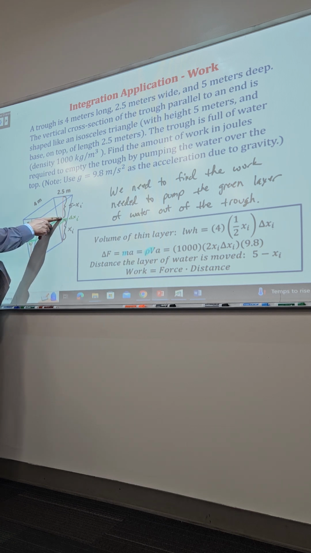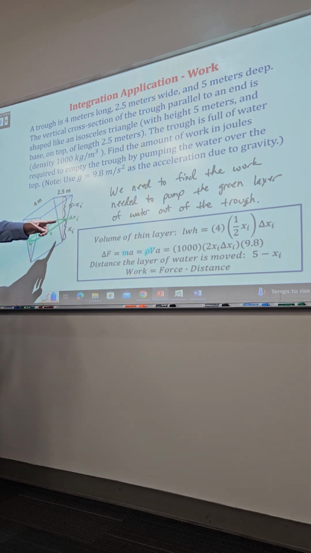And we know the rest of the distance from that green layer to the top is the entire distance, 5 meters, minus this distance xi that we don't know. Got it? Okay? And this delta xi here, I'll show you where that comes from in just a second.